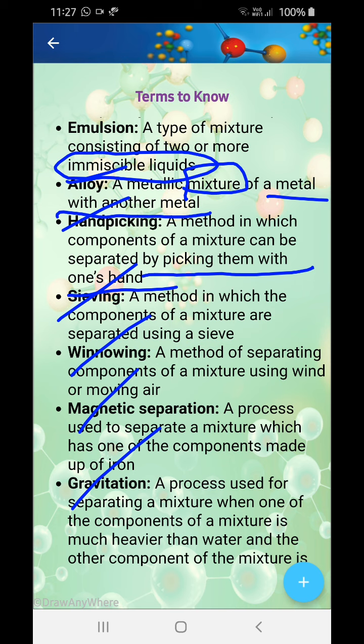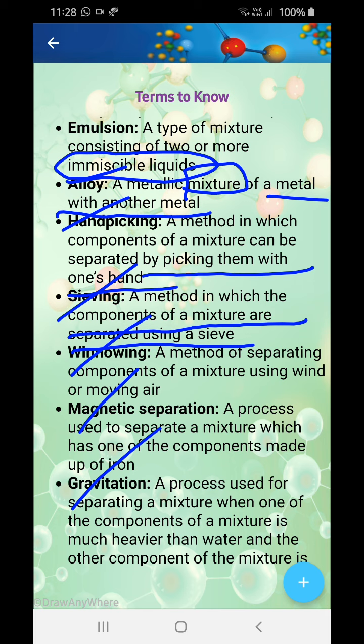Sieving: the method in which the components of a mixture are separated using a sieve. Now what is the principle working over here? The larger particles will stay above the sieve and the granular or smaller particles will fall down. Okay, this is the principle.